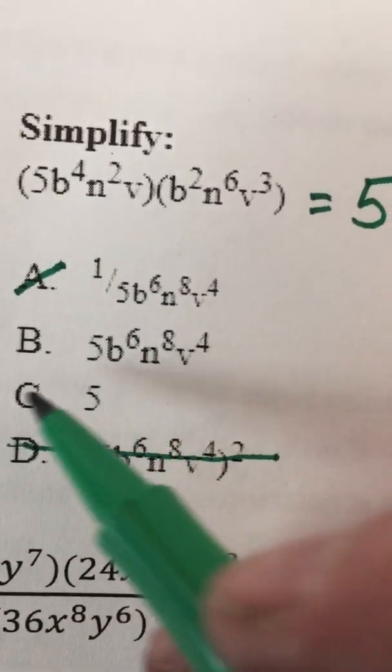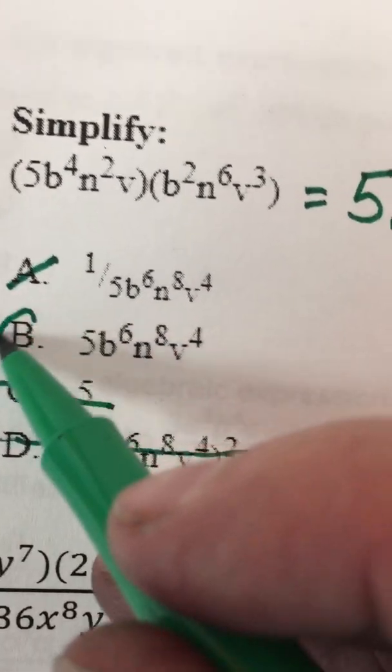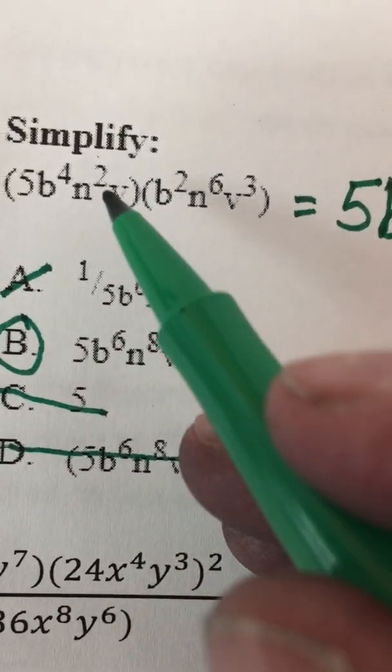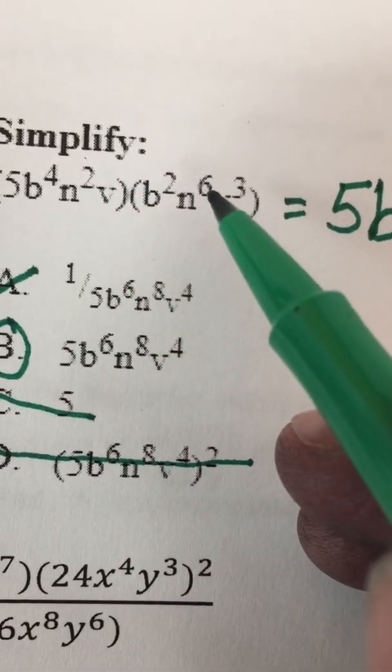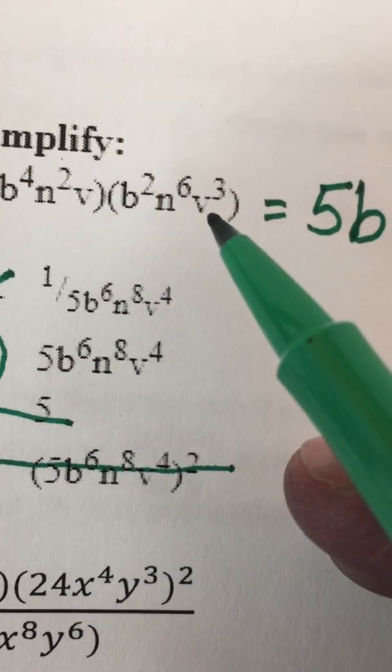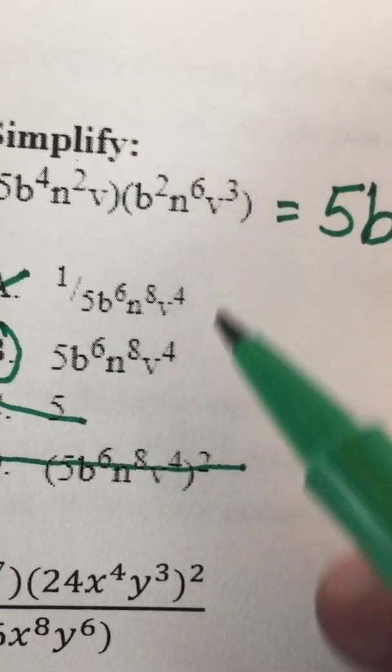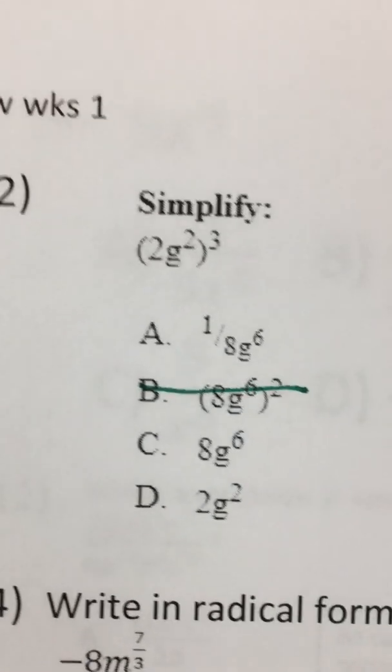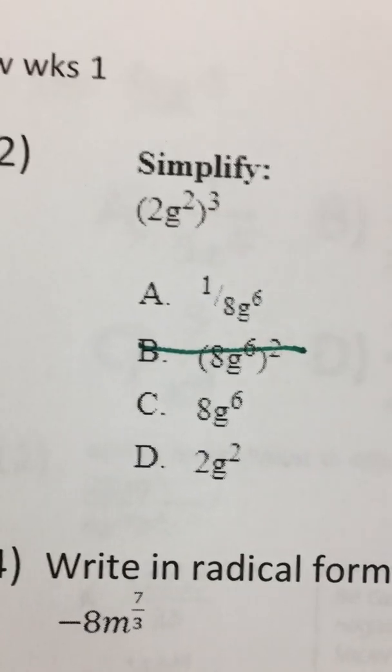So is it indeed C? No. Which one is it? This one. And if you add your n's, n squared times n to the 6th, you add the 2 plus 6, you get 8. v times v cubed, add 1 plus 3, and you get 4. So that does work. Okay, number 2, use your power rule, go simplify it.